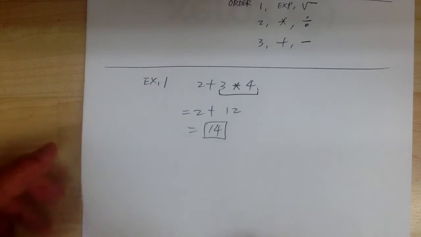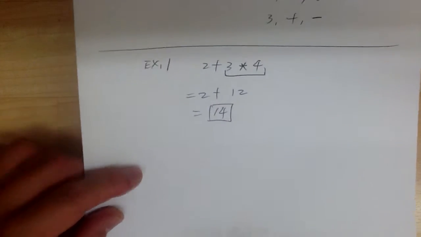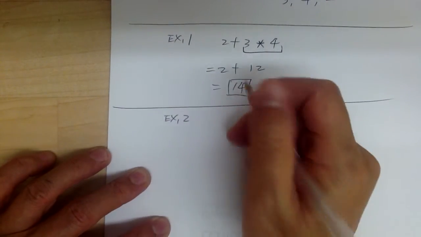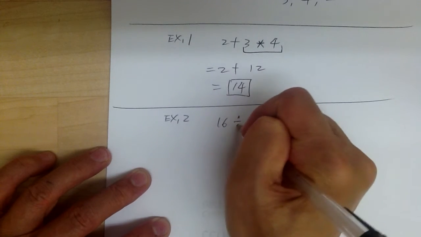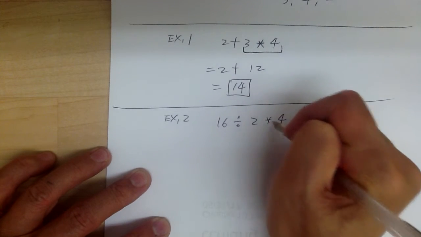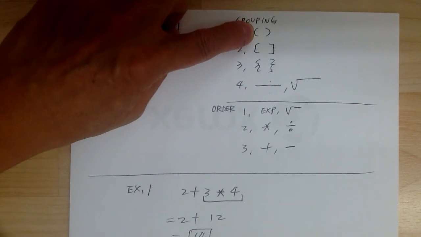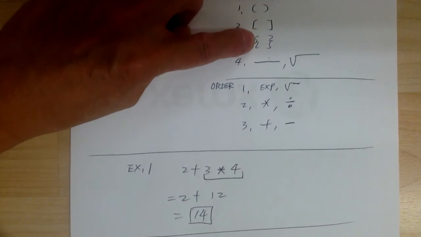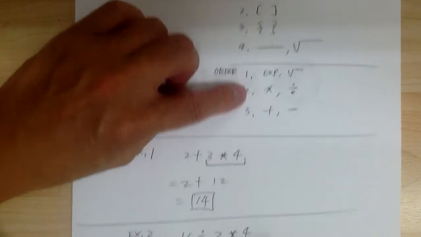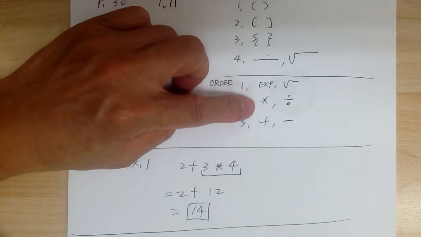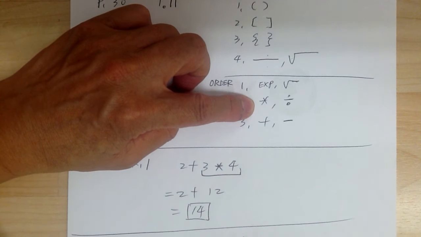Now let's go to example 2. Example 2, you have 16 divided by 2 times 4. Okay, so again, you go to step 1, 2, 3 for here. So no parentheses, no brackets, no braces, nothing over here. So you go to here. Step 1, exponents and roots. No. Step 2, multiplication, division. Yes. So you've got both.